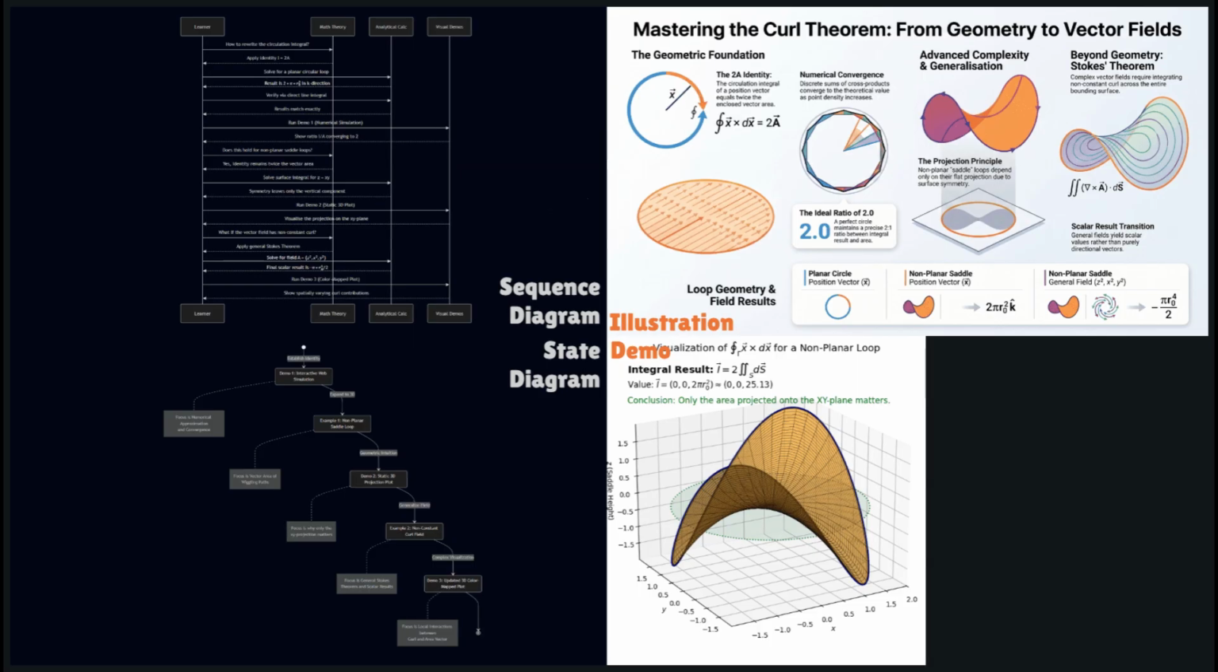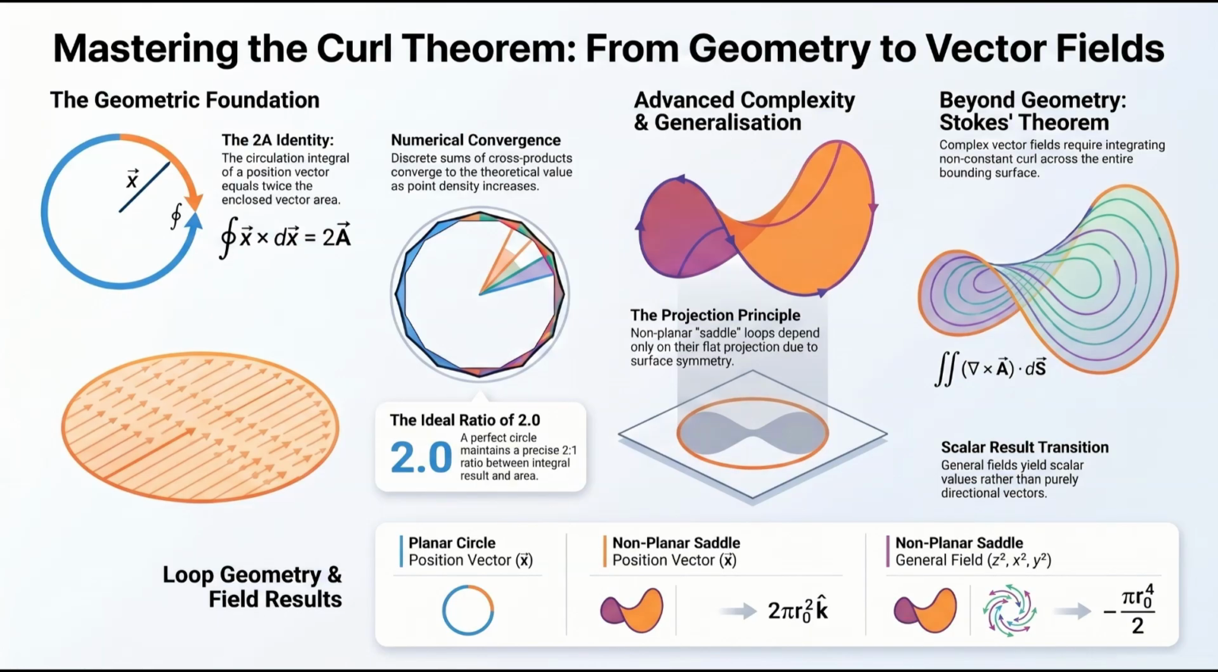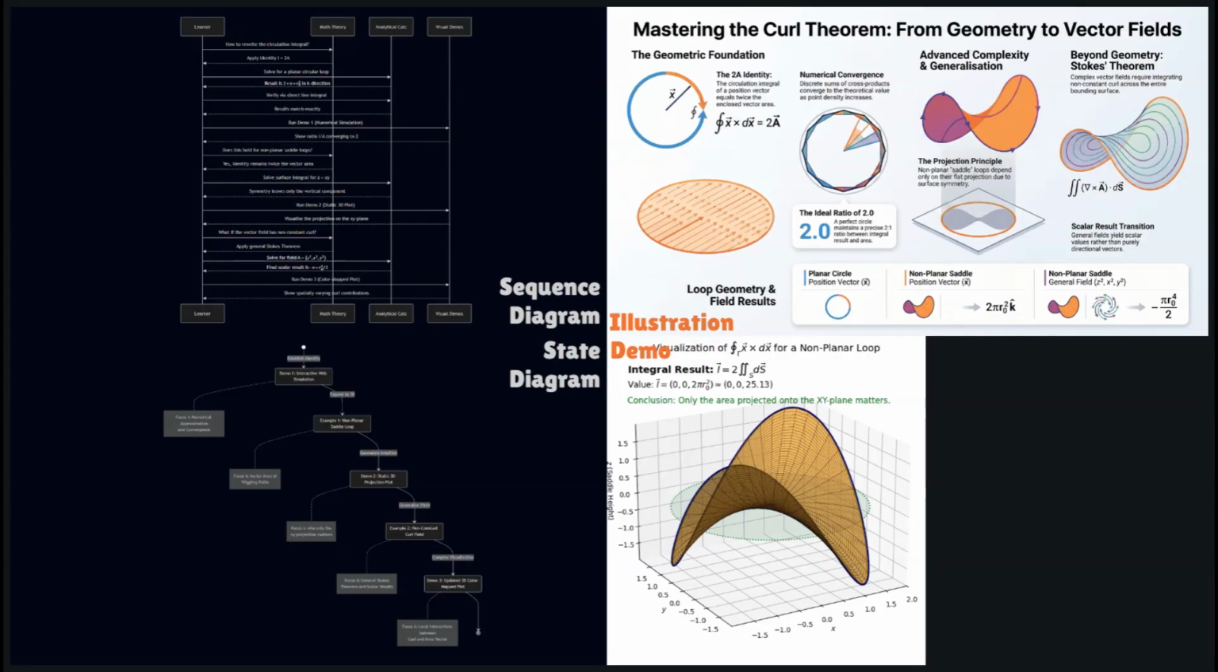This progression, from flat circles to twisted shadows and finally to colorful maps of changing forces, shows that even the most complex mathematical relationships can be understood through symmetry and the power of perspective.